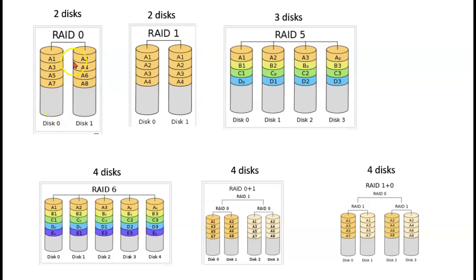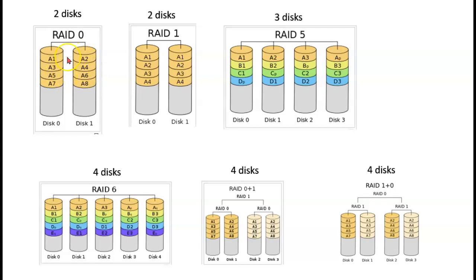Because we have 2 disks, the write time is only half of what it would be if it were 1 disk. If I had to write all 8 of these sections here on 1 disk, I'd have to write 1, 2, 3, 4, 5, 6, 7, 8. It would take me 8 passes here in order to write them all. But because I'm using 2 disks, I can write them twice as fast.